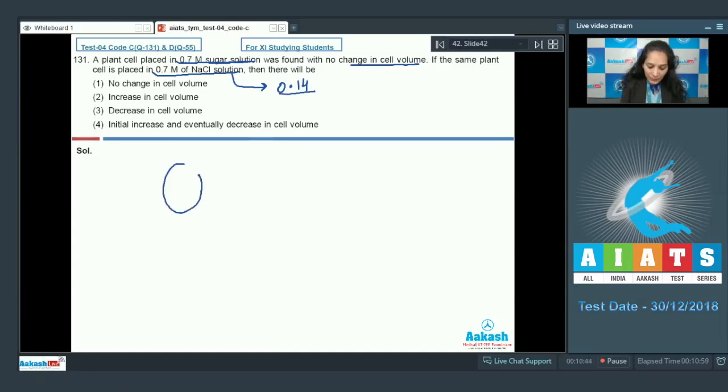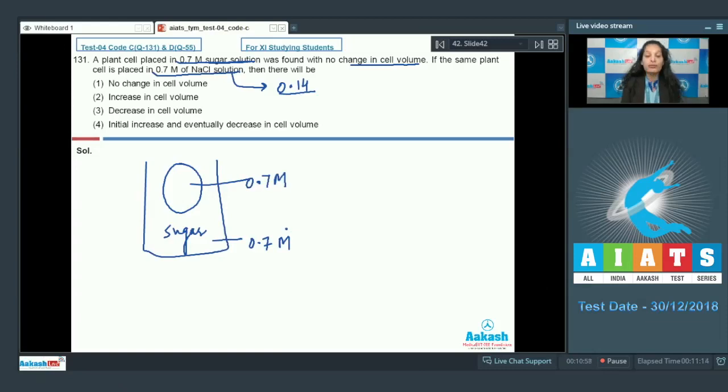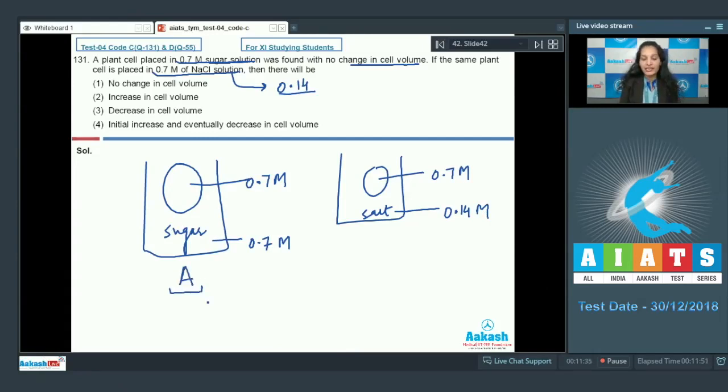So, for this cell which is put in sugar solution, the concentration of the solution is 0.7 molar, and for the cell it is also 0.7 molar. So, both the solutions are isotonic. If you put it in the salt or NaCl solution, the cell still has 0.7 molar concentration, but the outer solution has 0.14 molar concentration. So, the first case I am writing as A, and the second case as B.